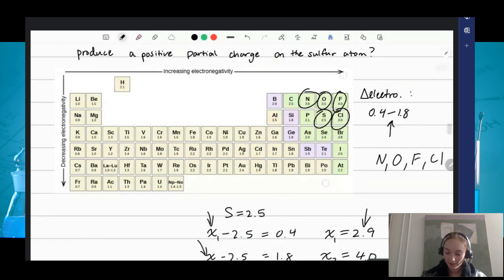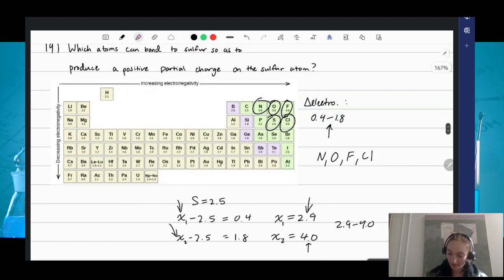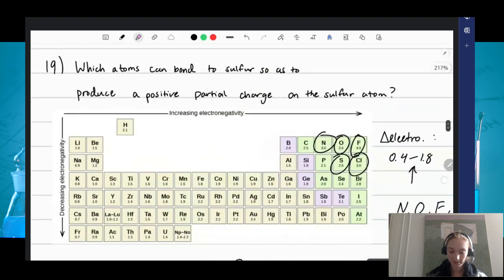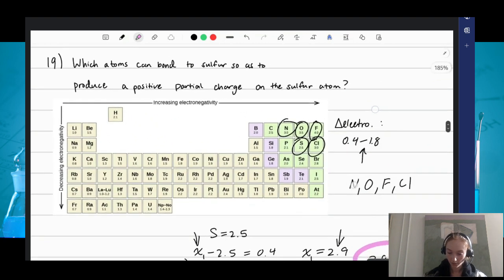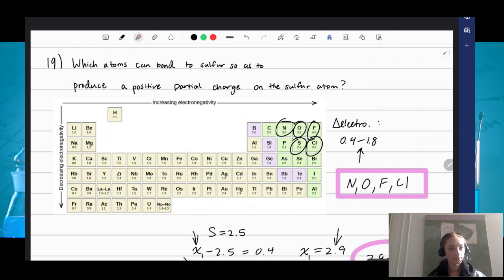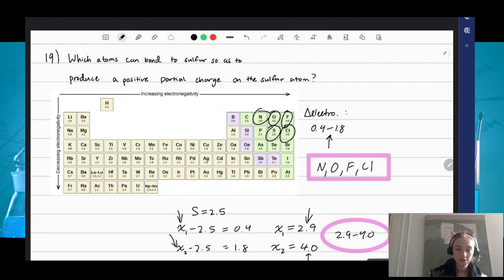And as you can see, all of the other values are not between the 2.9 and 4 range that we just talked about. So everything else is below that, and so that means it might be an ionic or a nonpolar covalent bond. And specifically in this question, it was asking for a positive or a partial positive charge, and so that's a polar covalent bond. So these are the only 4 atoms that can satisfy that bond with sulfur. Okay, let's move on to the next question.